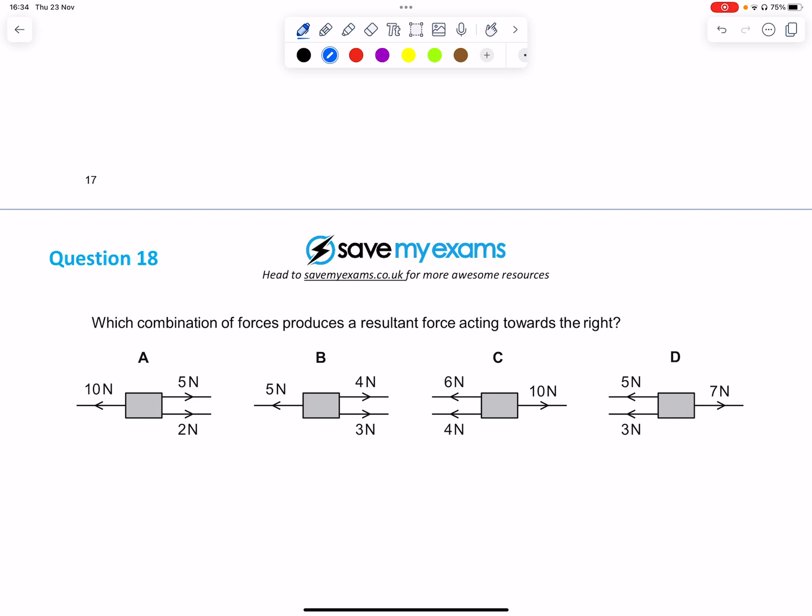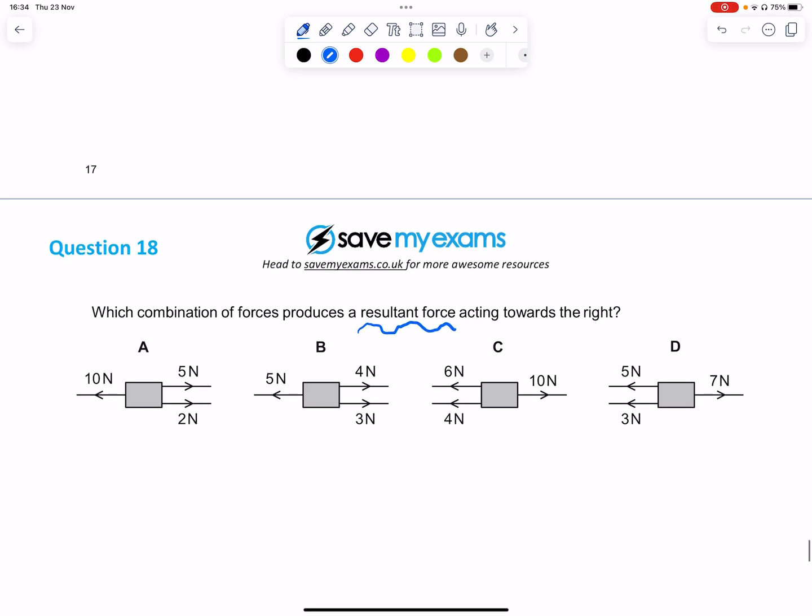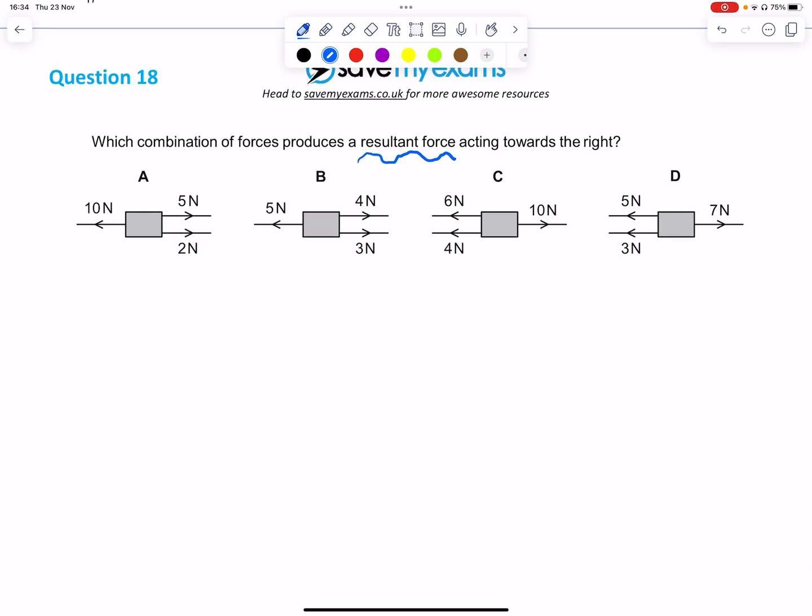Which combination of forces produces a resultant force acting towards the right? So you need to have a resultant force that is produced. So you've got an object. There's multiple forces acting on an object, but when you add or subtract all of those forces, a resultant force should be produced on an object that causes the object to move rightward. So option A is a total force of 7 newtons acting to the right and a total force of 10 newtons acting to the left. So when you calculate the resultant force, it's 3 newtons to the left. You can eliminate option A.